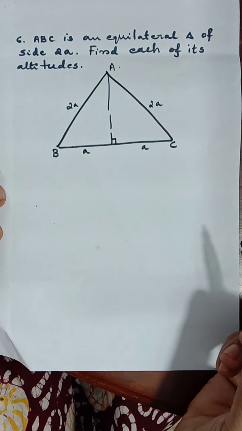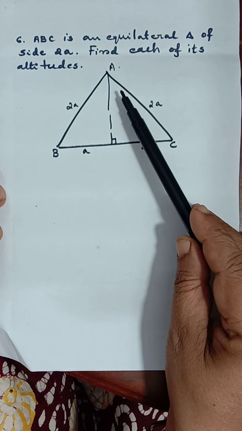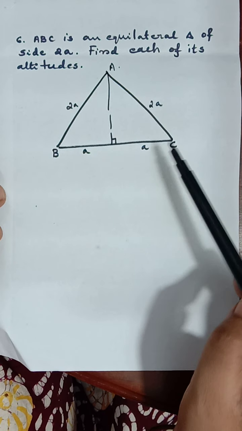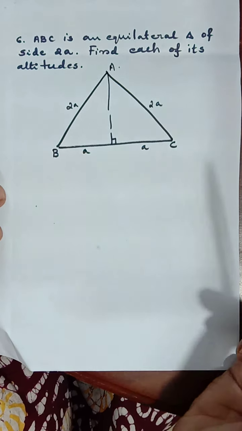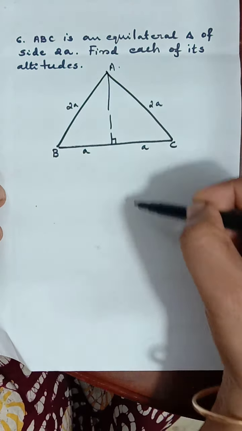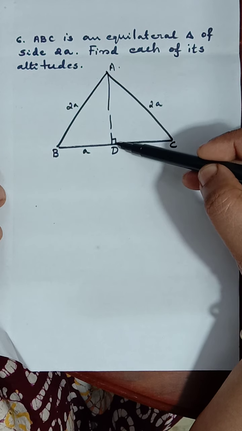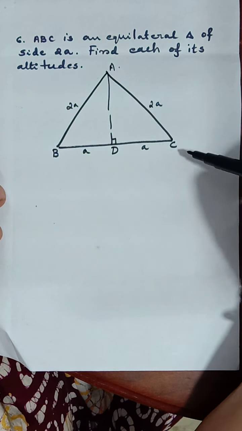Okay, see the question. ABC is an equilateral triangle of side 2A. ABC equilateral, all sides equal. AB equal to 2A, AC equal to 2A, BC also 2A. A plus A is 2A. Find each of its altitude. Let us draw altitude AD. Altitude means AD should be perpendicular to BC. It should form 90 degree with the BC.